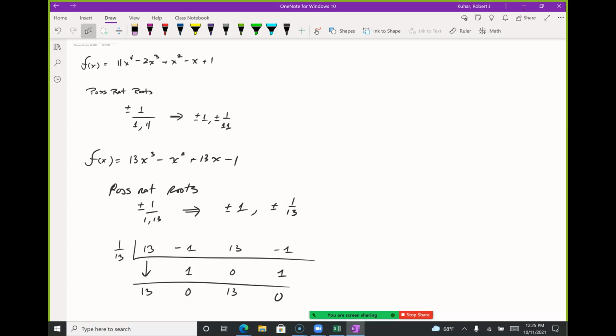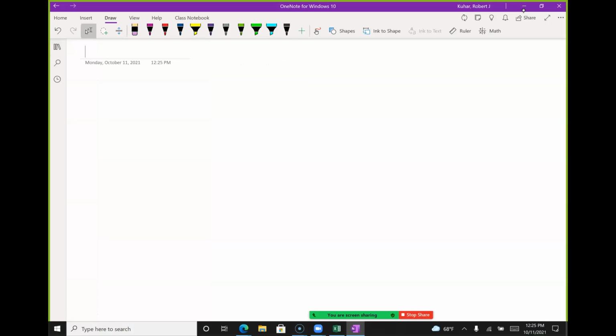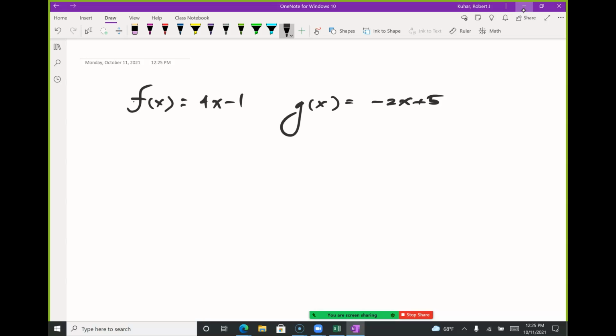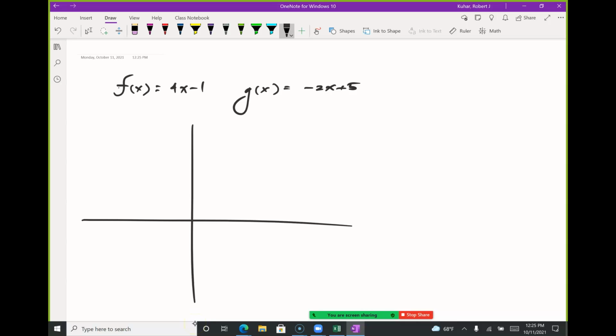Cool. So yeah, I like this one for your first test, for your test 2. I've got two linear functions, f of x equals 4x minus 1, and g of x equals negative 2x plus 5. And of course you're going to graph them, right? I'm going to just graph them quickly by hand. I know I got a minus 1 here, and then I should go up 4, 1, 2, 3, 4, and over 1. So here's my f of x.